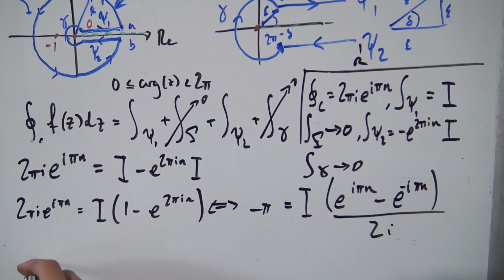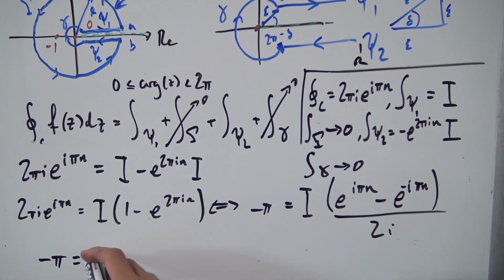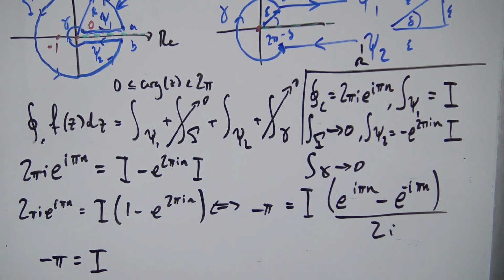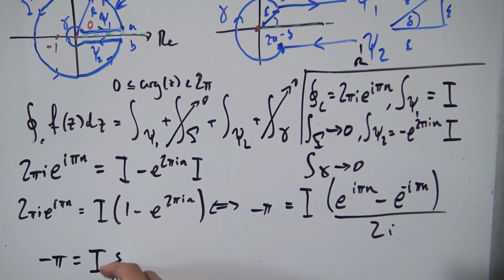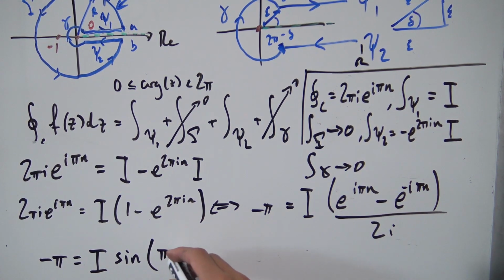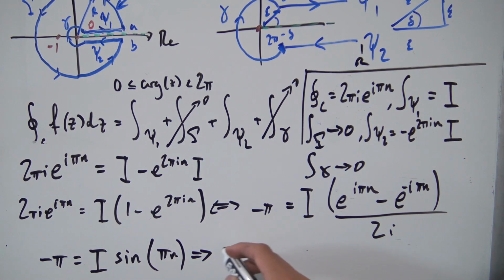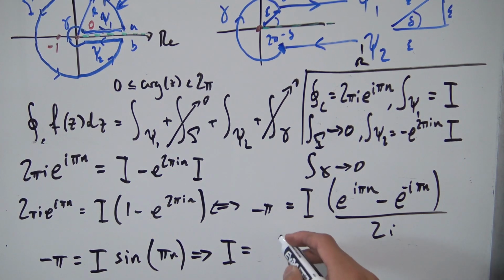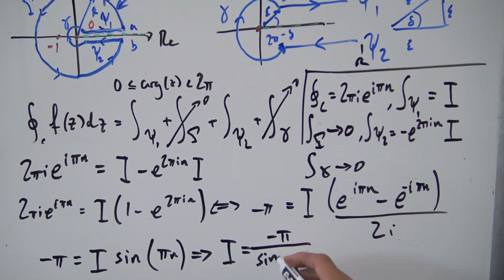And this is going to leave us with negative pi being equal to I times this thing right here. That's just going to evaluate to the sine of pi times n actually. So sine of pi times n. And if we isolate our I right here, that means that our I in the end is equal to negative pi over the sine of pi times n, like so. And that is the final result for our integral.